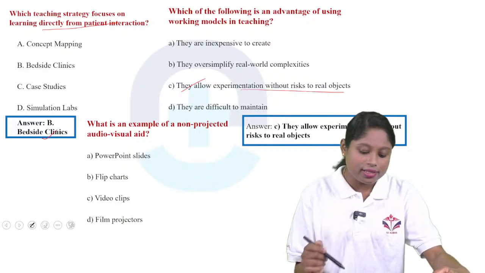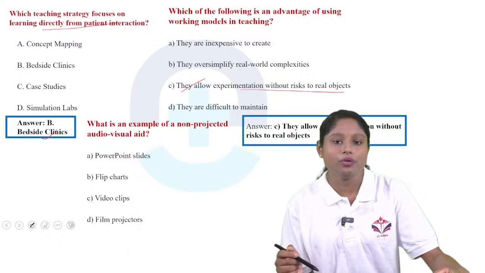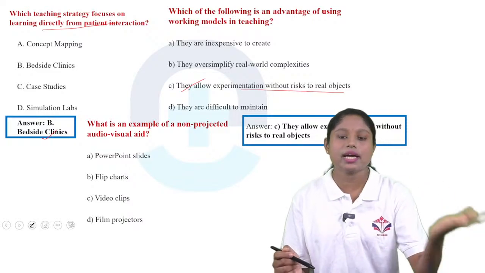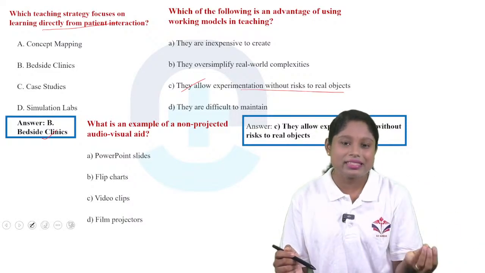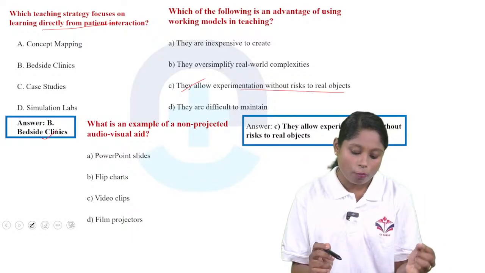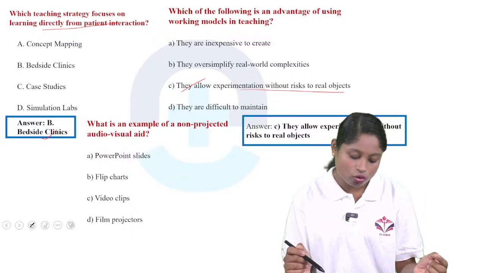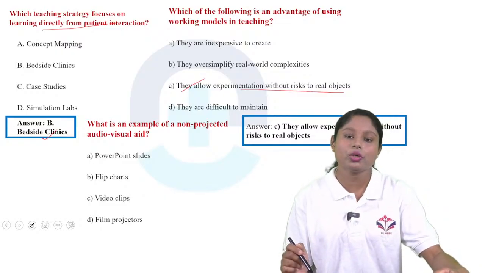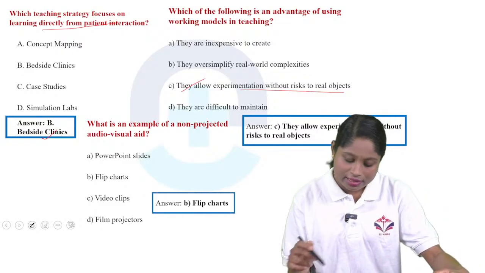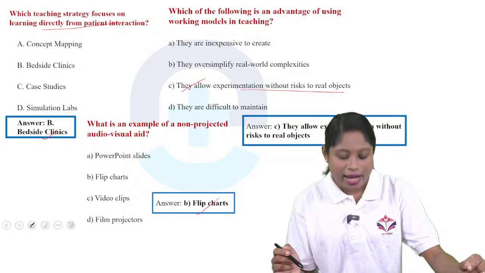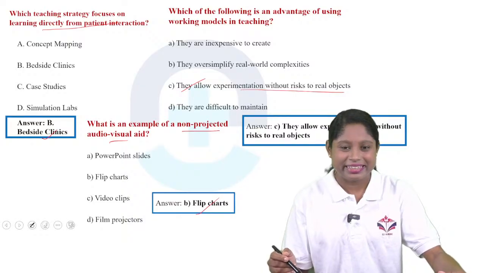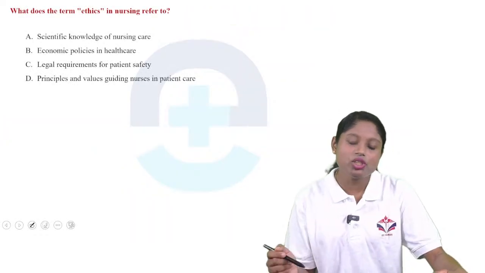The question is, what is an example of non-projected audiovisual aids? Audiovisual aids are mainly of two types: projected and non-projected. The options are PowerPoint slides, flip chart, video clips, and film projector. Which is an example of a non-projected audiovisual aid? It is the flip chart. Flip chart is an example of a non-projected audiovisual aid. Clear? Yes.